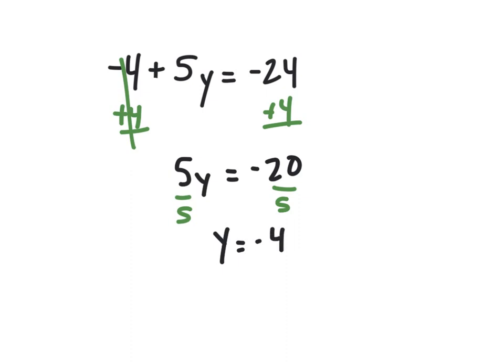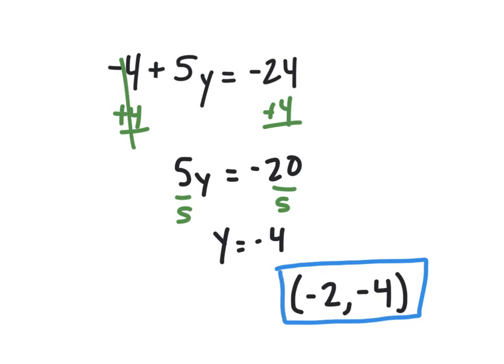Okay, so we now have our solution, our ordered pair. The x-coordinate was negative 2. The y-coordinate is negative 4. That is a solution to this system. That point makes both equations true, and if you were to graph these, it's the place where the lines cross.